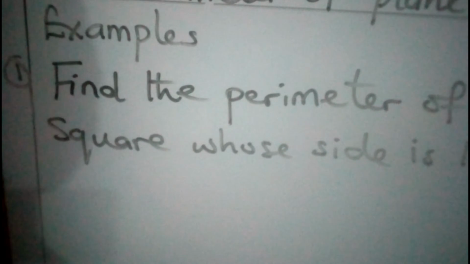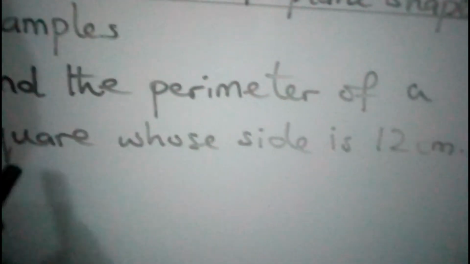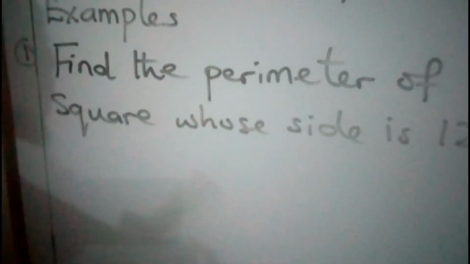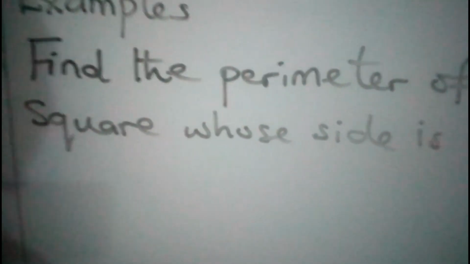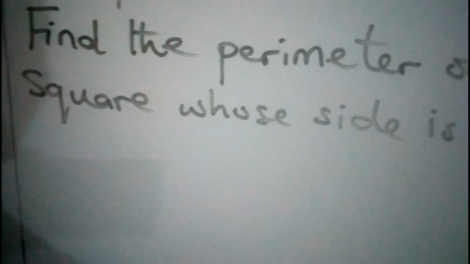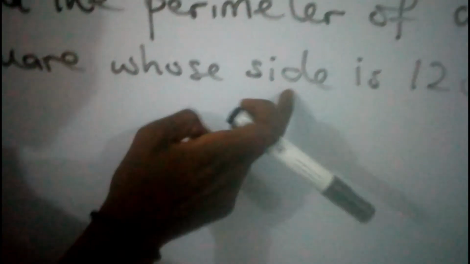Number 1, find the perimeter of a square whose side is 12 centimeters. Alright, the first thing you need to note is identify the shape in question. In this question, what we are dealing with is square. So, you should know we're talking about a square and the length. I told you last time that side means length, and the length of this square is 12 centimeters. So, we have to find the perimeter. So, let's list out what we have been given. Solution.